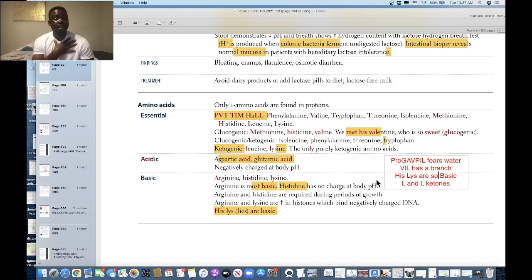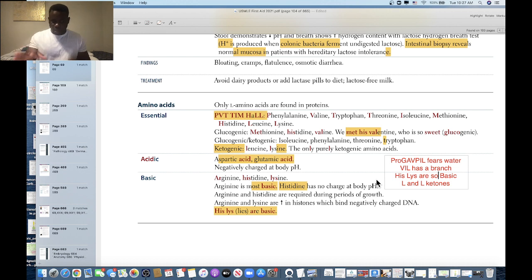This is my own mnemonic. I formed it myself. Copyright. I have copyright over it. Okay, so yeah, it's like this. Pro Gav Peel fears water, Veal has a branch, His Lies are so basic, L and L ketones.